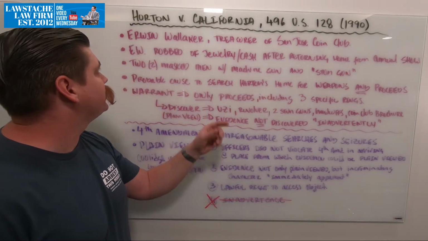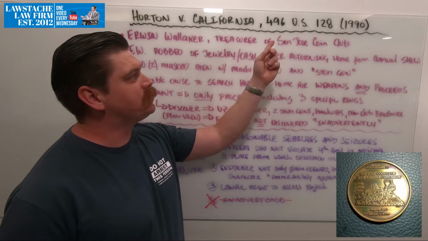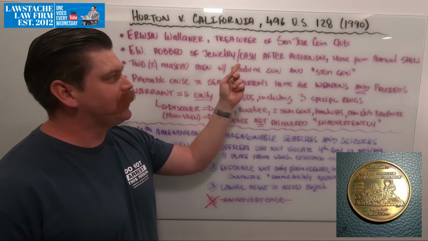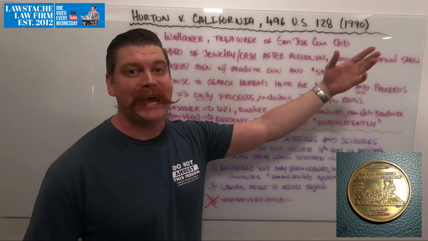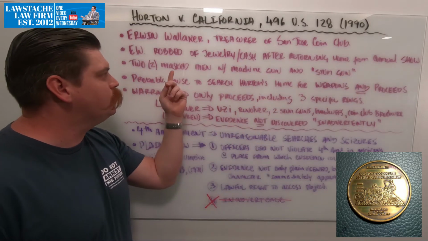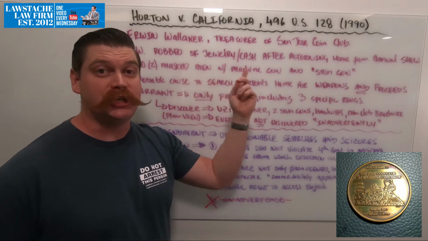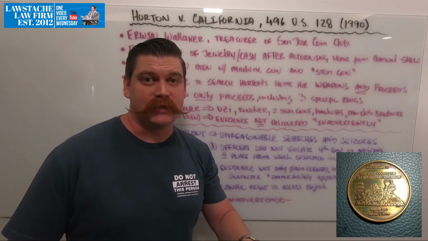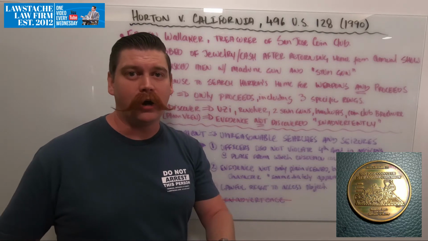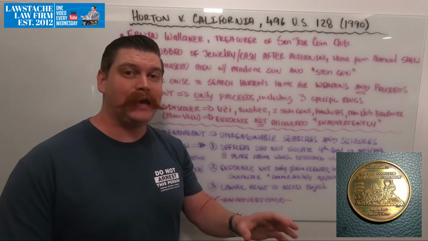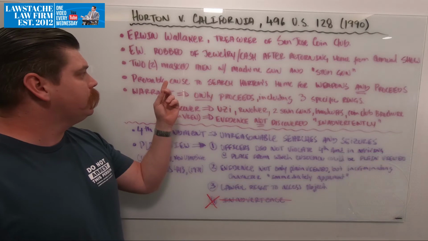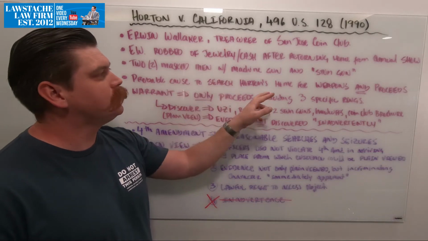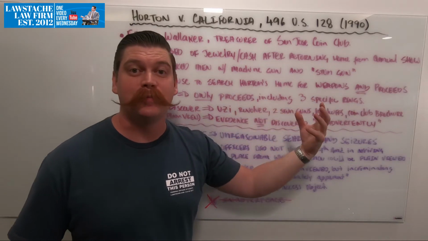So here's what happened. Edwin was a treasurer of San Jose Coin Club. He was robbed at gunpoint after returning home from the annual show. There were two masked men with a machine gun and a stun gun. They entered his home into his garage, took him out of the car, put handcuffs on him, and took the jewelry. The officers had probable cause to search Horton's home for weapons and proceeds.